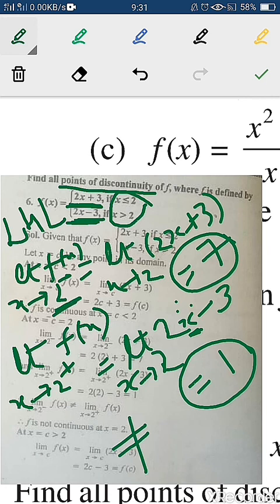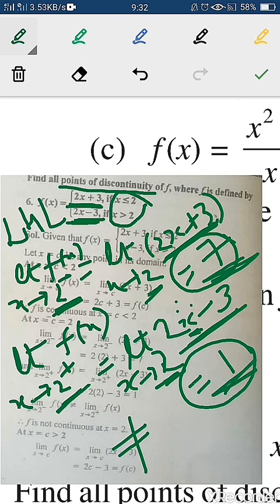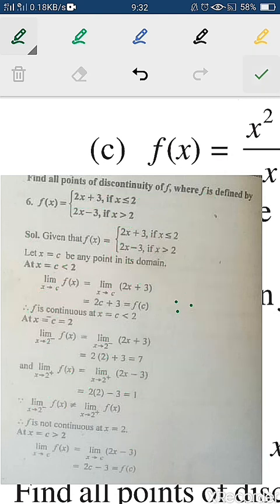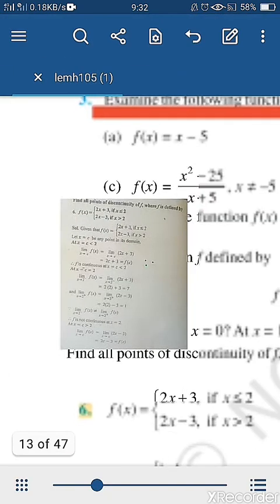One thing you have to note it down. Here I have put negative sign, that is left hand limit. Here I have put positive sign, but here I have not put any sign. Why? Because I have taken that function. This is left hand function, this is right hand function. Once you have taken the function, then there is no need to put the sign. This is the point of discontinuity, because at 2 the left hand limit is not equals to right hand limit. This is all related to question number 3.